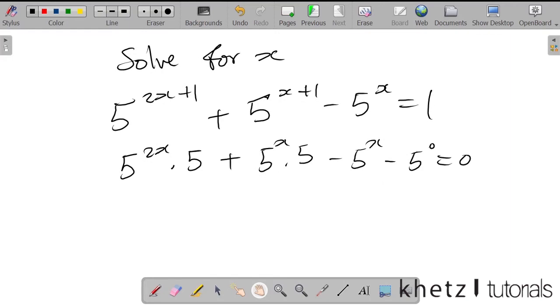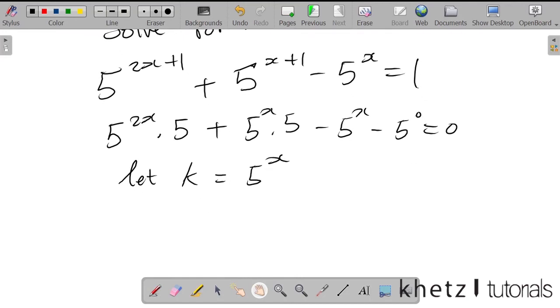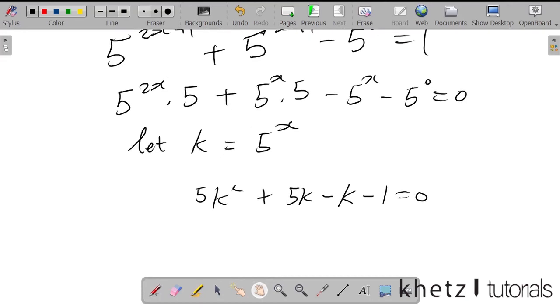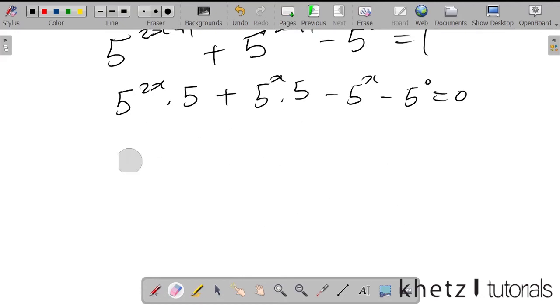And another way you can actually do this is to just let something like k equal 5 to the x. If you let k equal 5 to the x, I'm going to give you this method as homework. You'll see that you actually have 5k squared plus 5k subtract k, and then subtract 1 is equal to 0, then continue from here, find your answer in terms of k, and then substitute k back into the answer to find x.